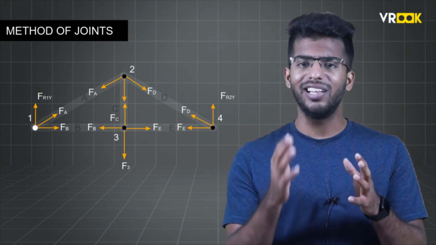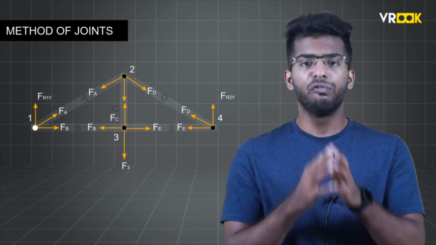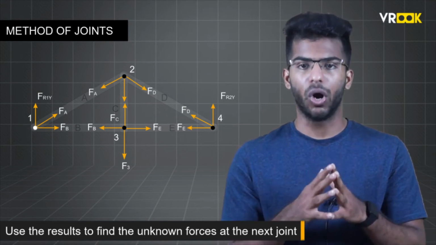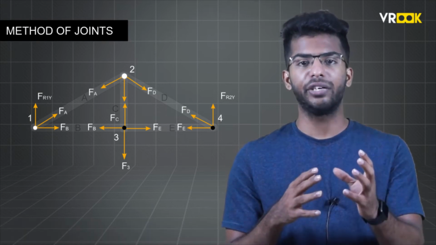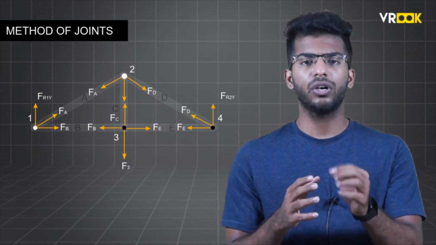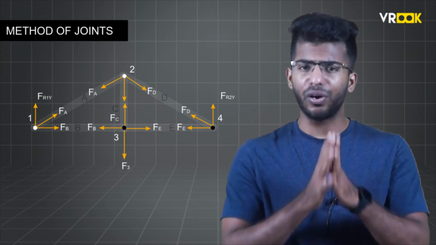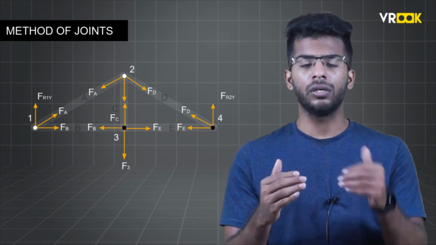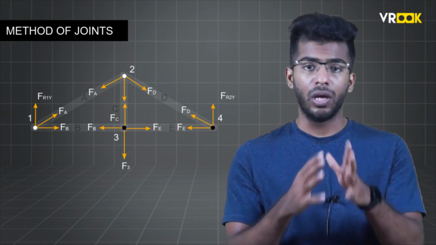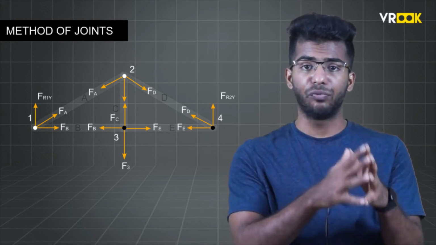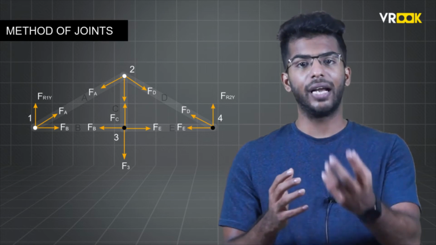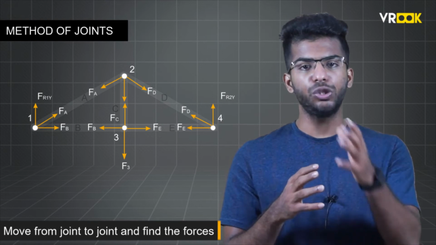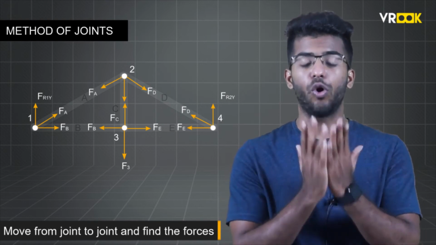Once we find all the unknown forces at joint 1, we'll use the results to find the unknown forces at the next joint, because the forces acting at joint 1 will have some effect on the adjacent joint. If you draw the free body diagram of the adjacent joint, there will be a force which is common for joint 1 and joint 2. As you have already found the value of that force, it will be easier to find other unknown forces. So, we have to move from joint to joint and find the forces at all the joints.